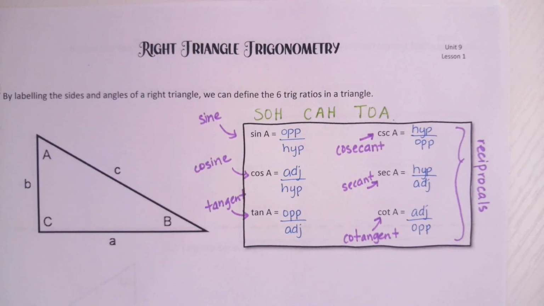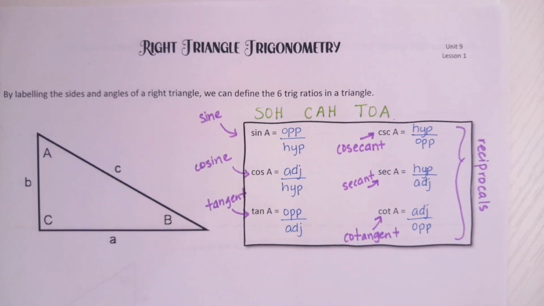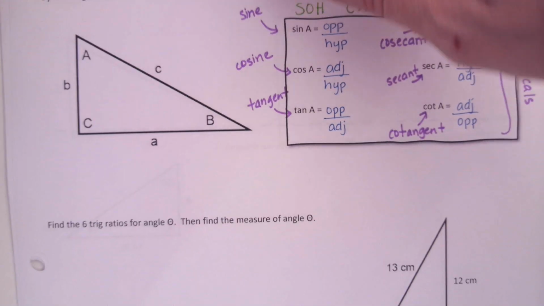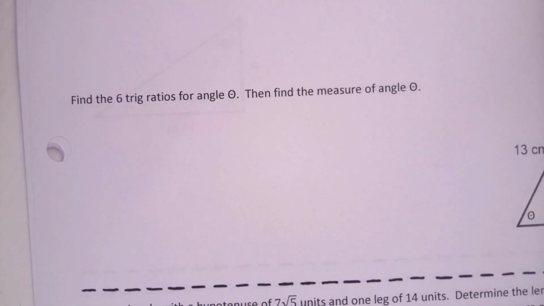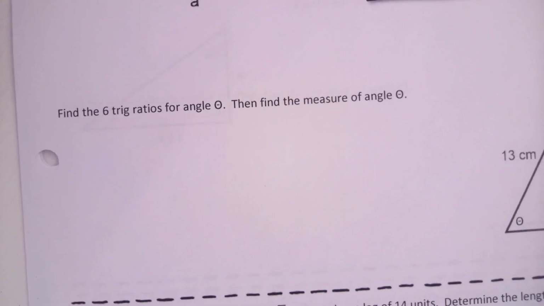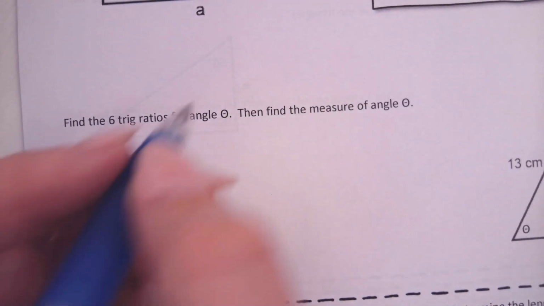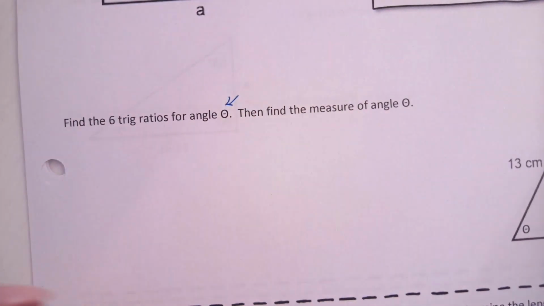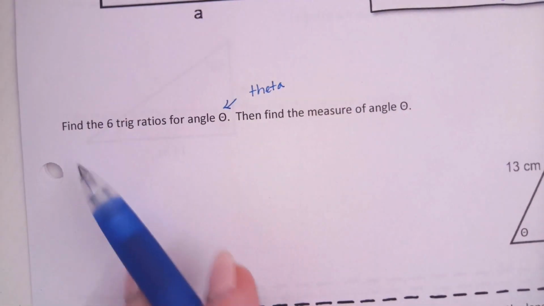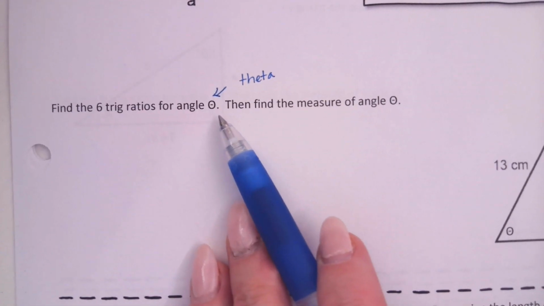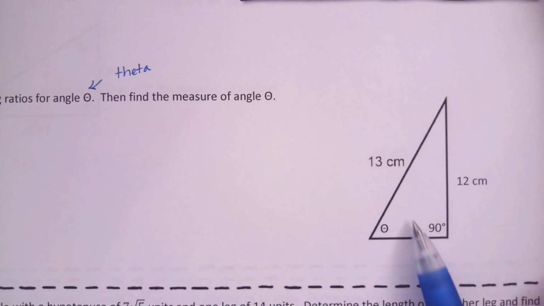Okay. So looking at our first one, it asks us to find the 6 trig ratios for angle, we got a little Greek letter here. Anyone know what Greek letter that is? It's theta, right? And it's just basically a variable. We're using Greek letters now. I guess we ran out of regular letters. Theta. Okay. So let's find the 6 trig ratios for angle theta and then find the measure of angle theta.